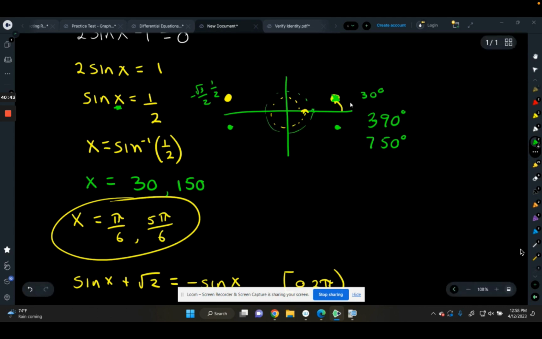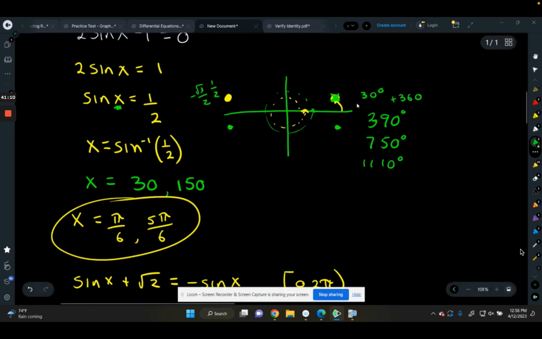Okay? I could keep going. If I did another 360, that's going to be what? 360, 10, 11, 10. Right? I have infinitely many angles. So the way we represent that answer, if there is no domain restriction, every time we're adding another 360.